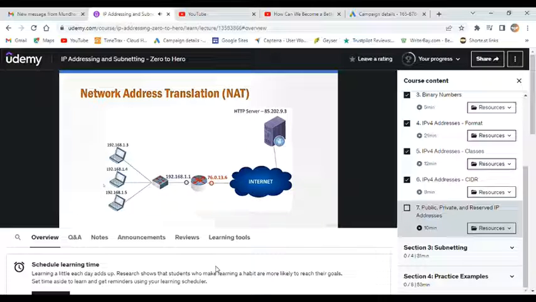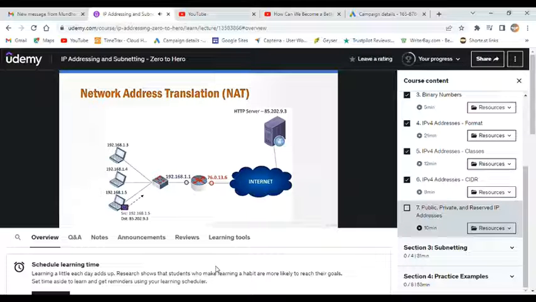Now this computer, 192.168.1.5, is going to send a packet. And this packet has a source IP address 192.168.1.5. That's the IP address of this computer. And the destination IP address is going to be 85.202.9.3.